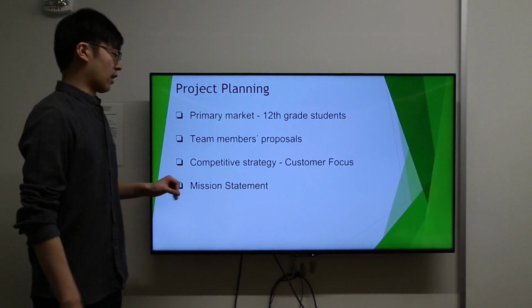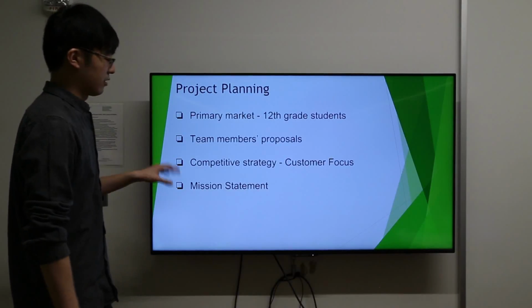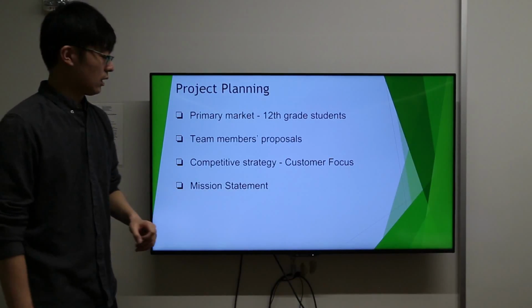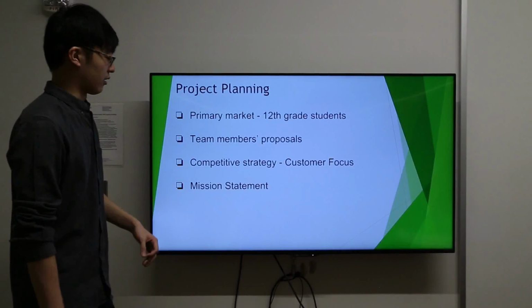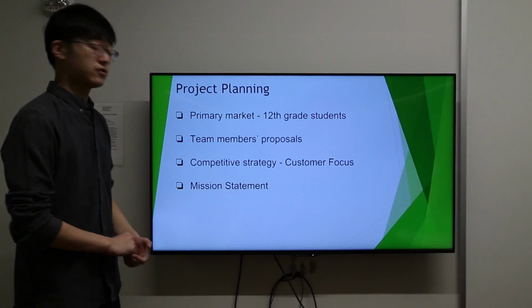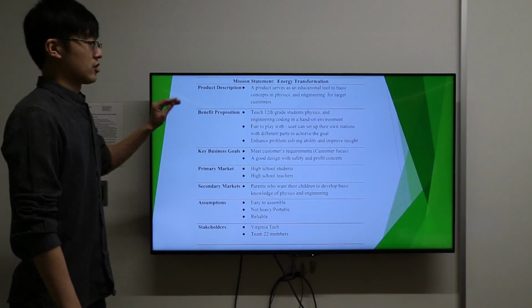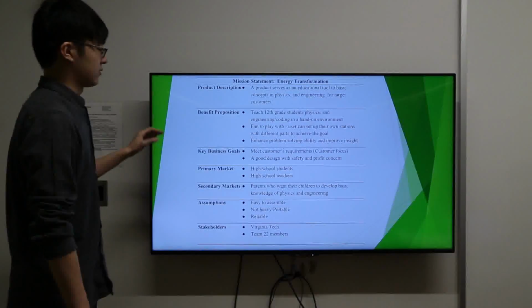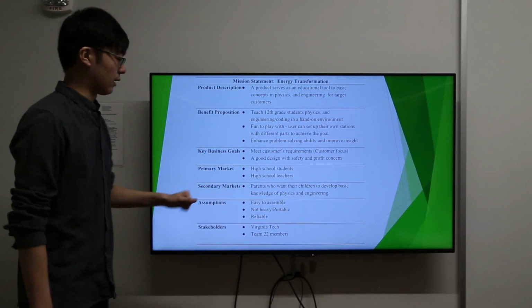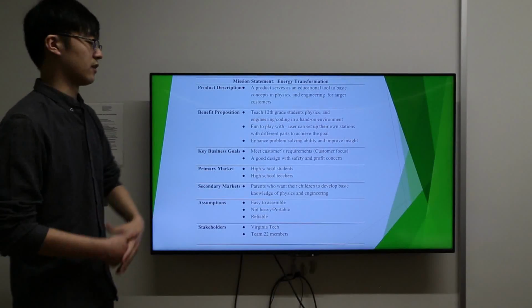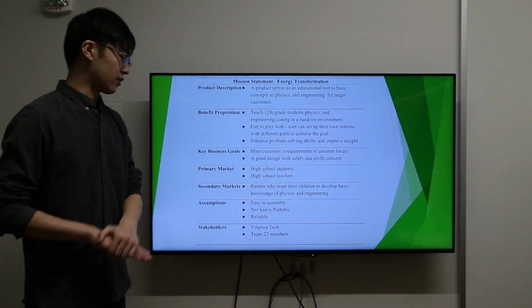Also, we identify our customer. We also identify competitive strategy to be customer focused, and further information is summarized in the mission statement table. As you can see, this is a mission statement table. Besides the primary market, we also identify the secondary markets to be parents who want their children to develop basic knowledge of physics and engineering.